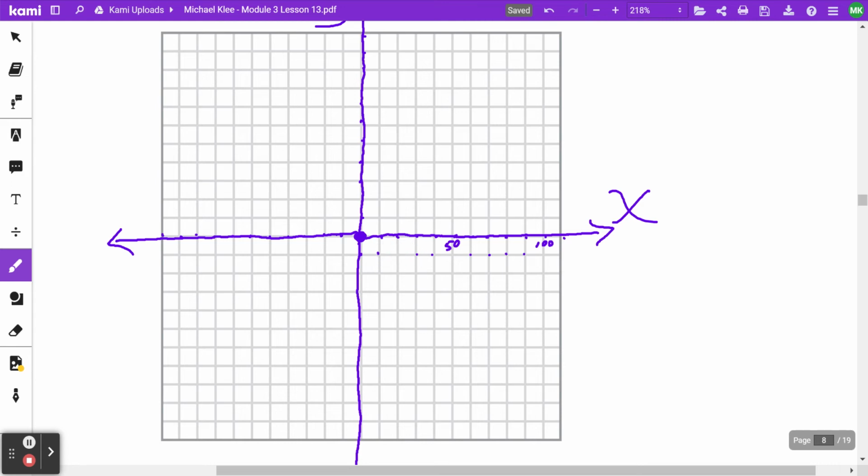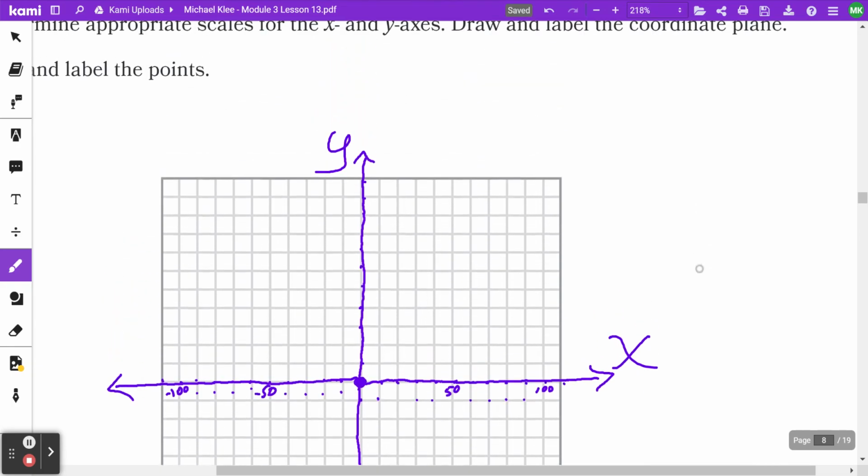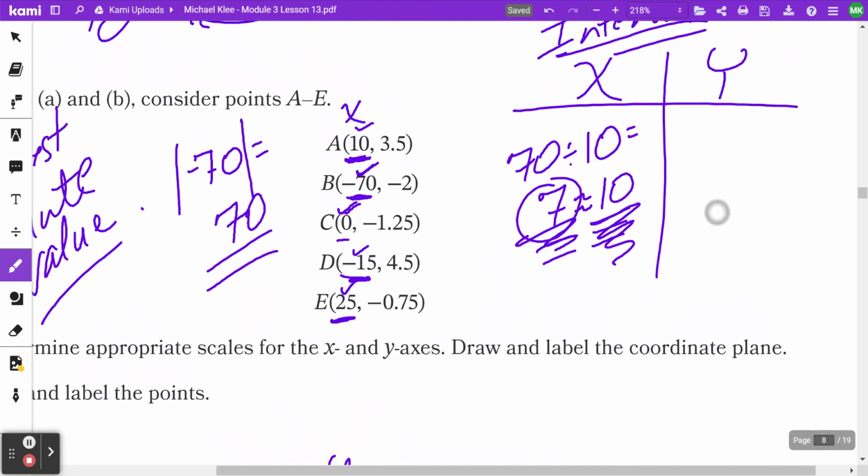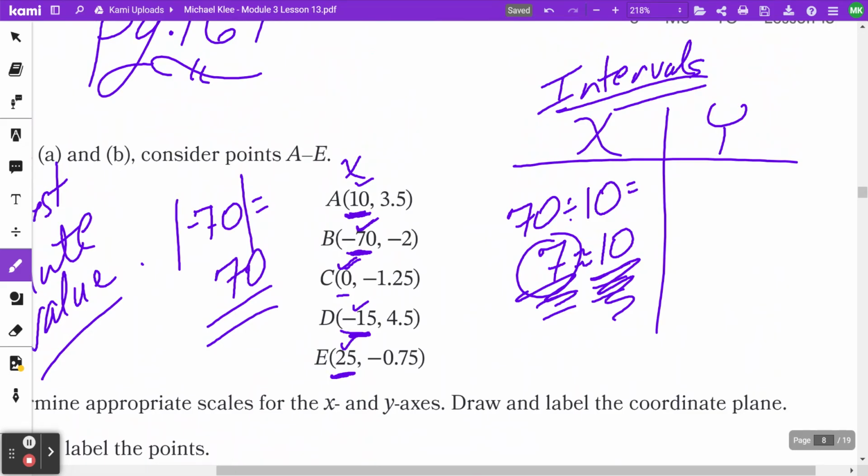So it's obvious that every box is worth 10. And I'll do the same thing on the other side. A negative 10, a negative 20, a negative 30, a negative 40, negative 50. There it is. Negative 60, negative 70, negative 80, negative 90, negative 100. Okay, so that's my x value, or my x interval. The y is going to be different. Now, they can be independent. They don't have to be the same thing.